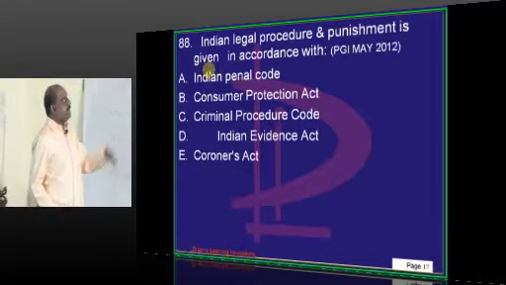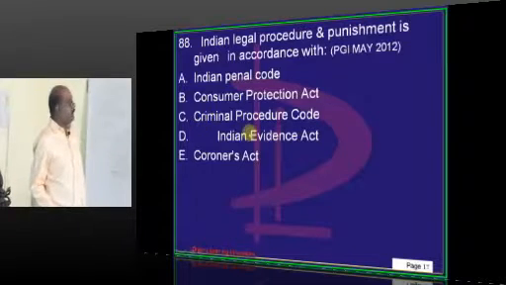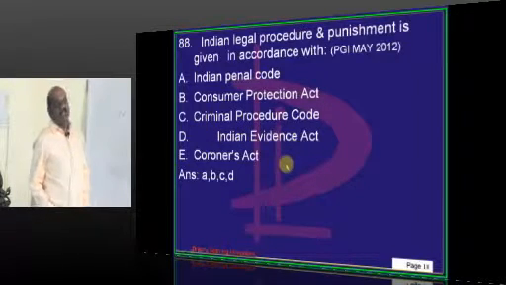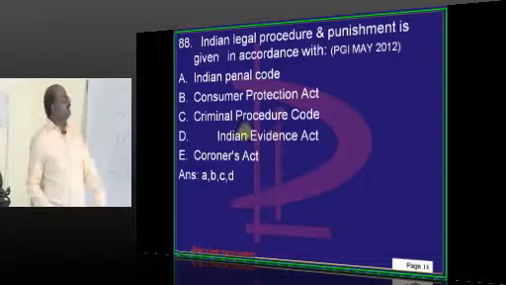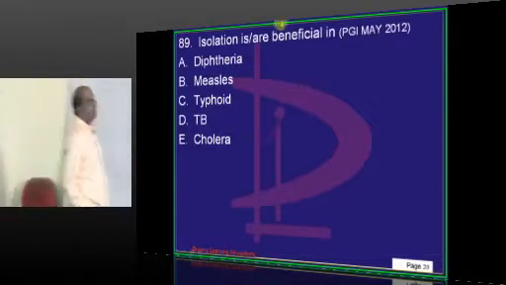What are the various subsections of the Indian legal procedure? Indian Penal Code, Consumer Protection Act, Criminal Procedure Code, Indian Evidence Act, they are all included under the Indian legal procedures, is what you need to remember.